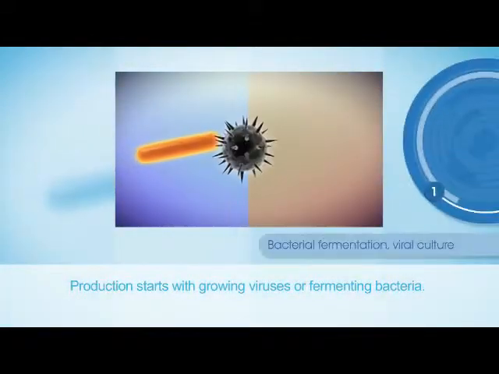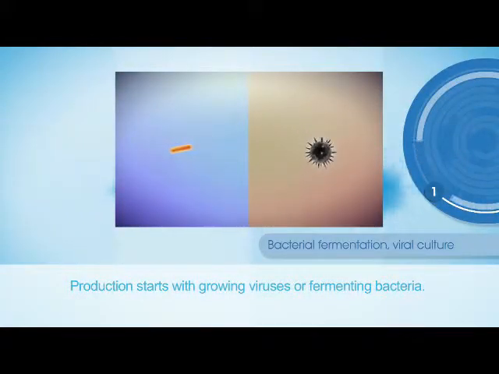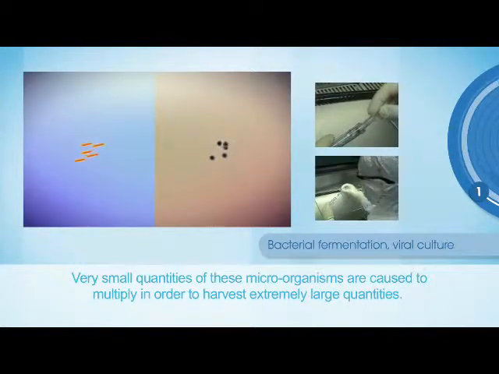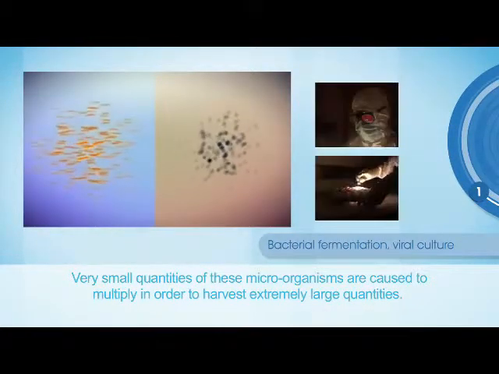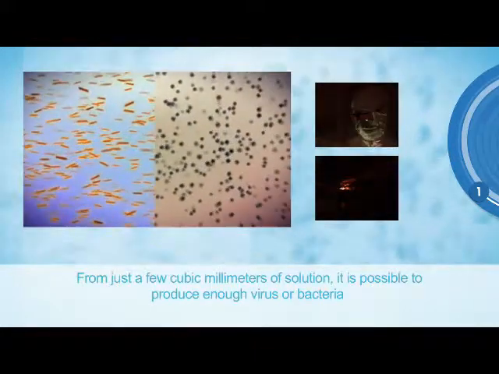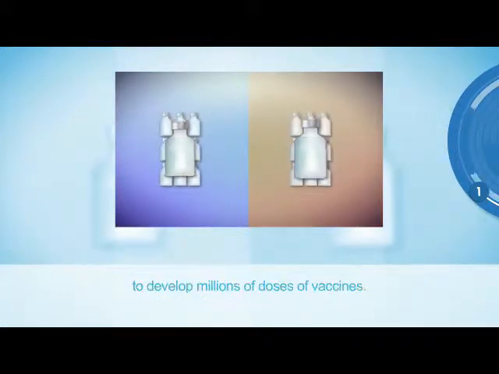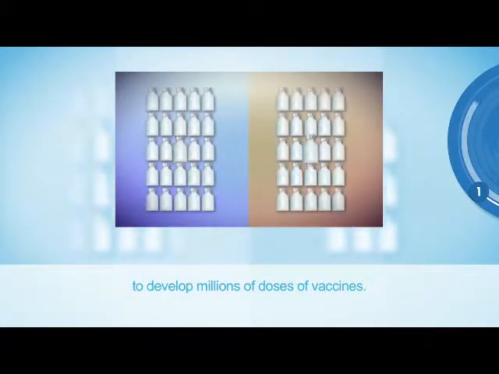Production starts with growing viruses or fermenting bacteria. Very small quantities of these microorganisms are caused to multiply in order to harvest extremely large quantities. From just a few cubic millimeters of solution, it is possible to produce enough virus or bacteria to develop millions of doses of vaccines.